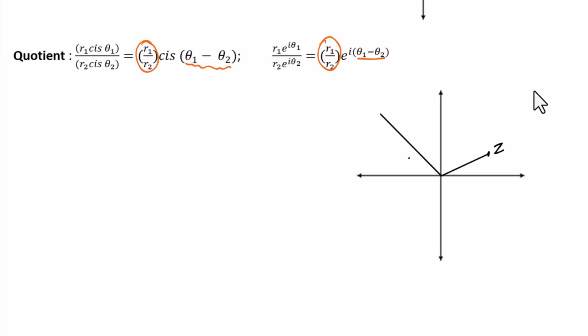This is a complex number z1. This is a complex number z2. Argument theta 1 for z1, theta 2 for z2. Modulus r1 for z1, r2 for z2. Then this will be z1 over z2. The modulus is r1 over r2. Argument is theta 1 minus theta 2.